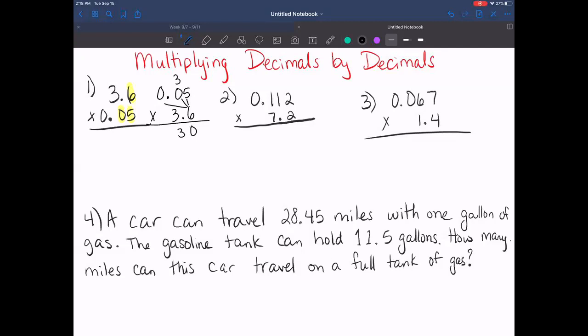And then once again, I'm going to have 6 times 0.0. So it's just 0 again. Okay. Now I'm going to put my plus sign already, and I'm going to go ahead and do my multiplication. So 3 times 5?